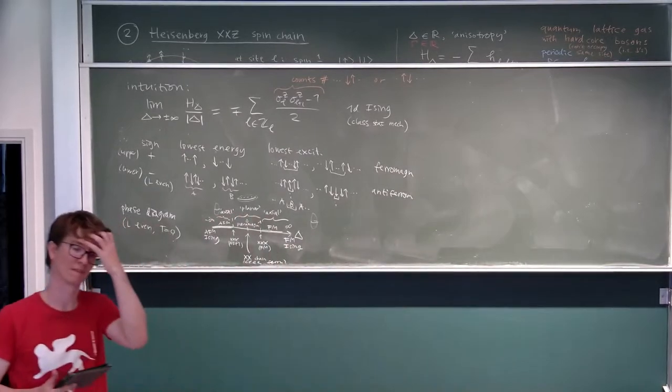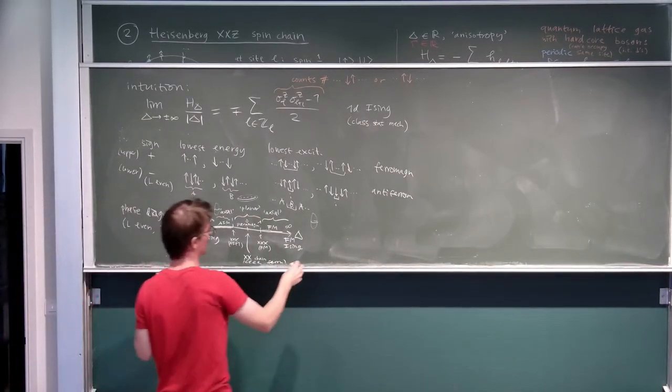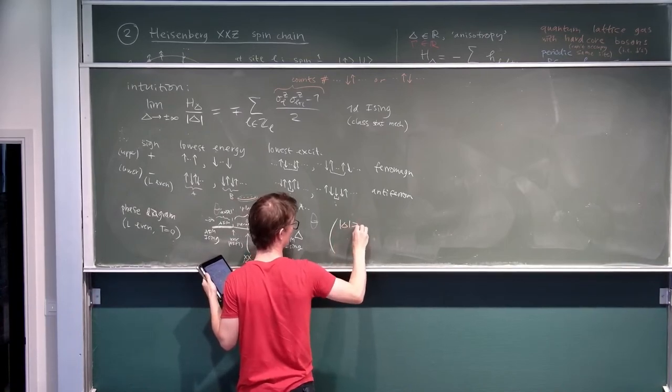Is the passive a delta larger than one? Yes. Right. So I can also say this: delta larger than one is massive.